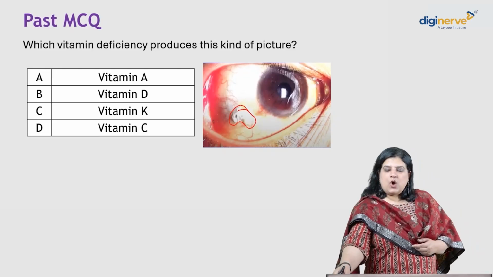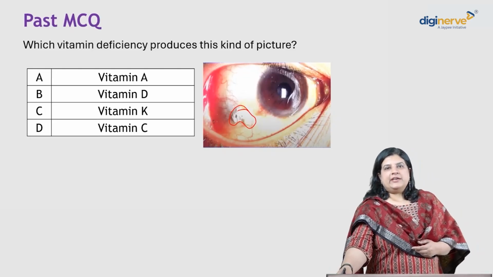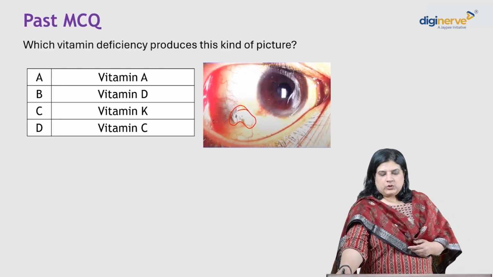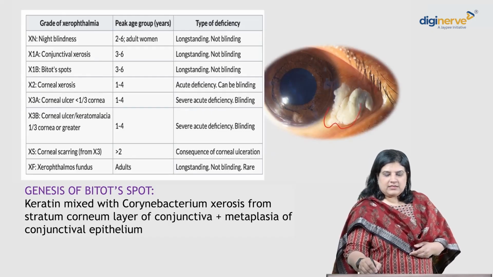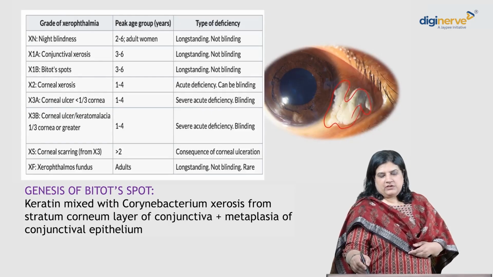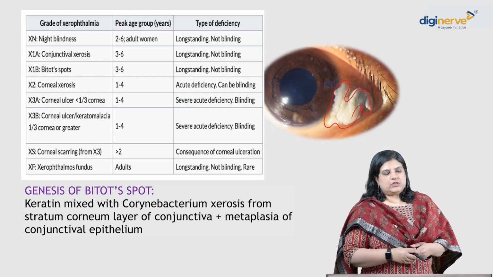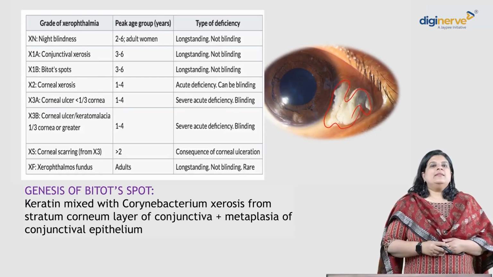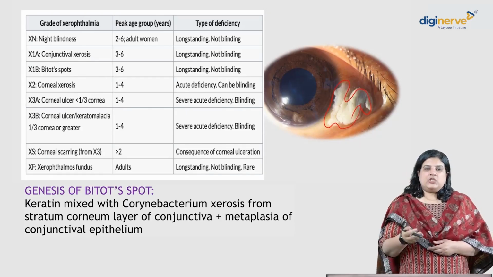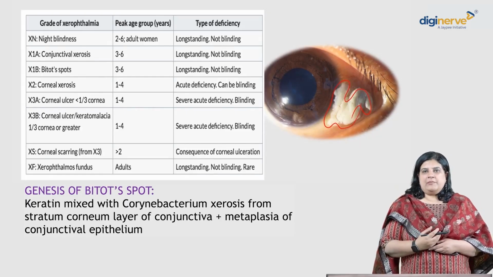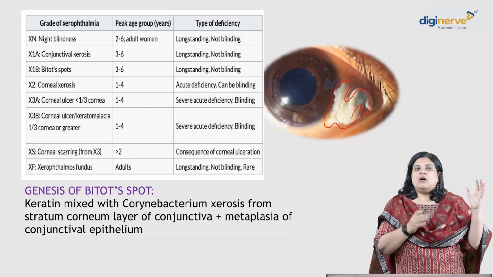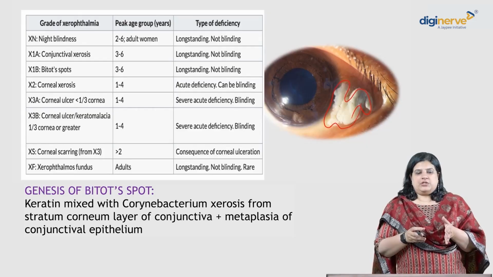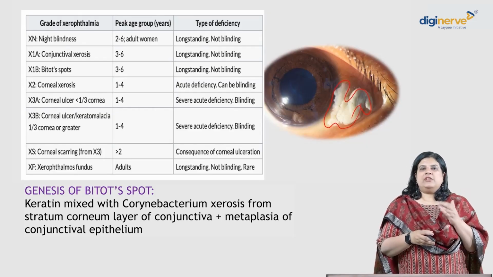Now, this is quite common, quite simple, and you would have read it in pediatrics also. This is called Bitot spots. This is a very advanced case of vitamin A deficiency where you see plaque-like Bitot spots. Now, knowing the classification and the grading of xerophthalmia will help, because you can get similar questions related to vitamin A deficiency. So, knowing this classification will help you.